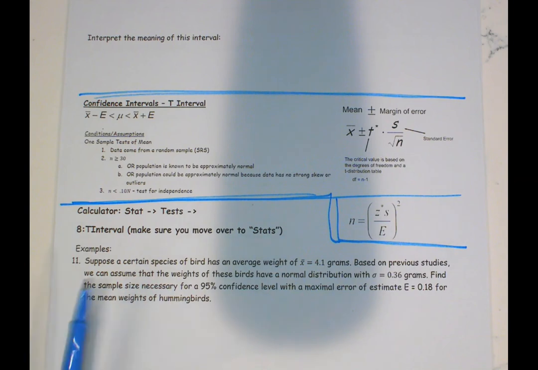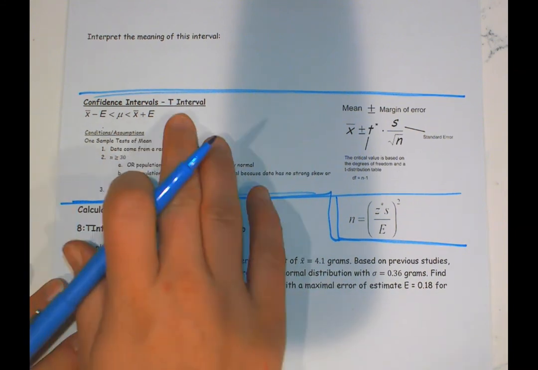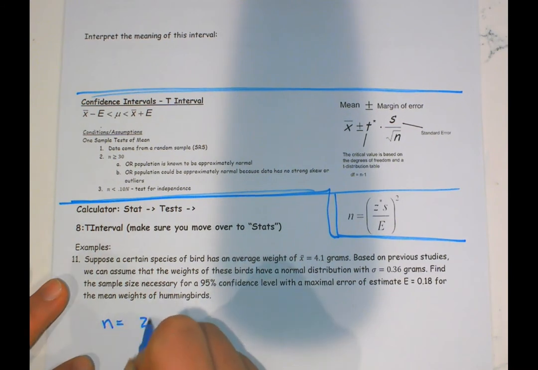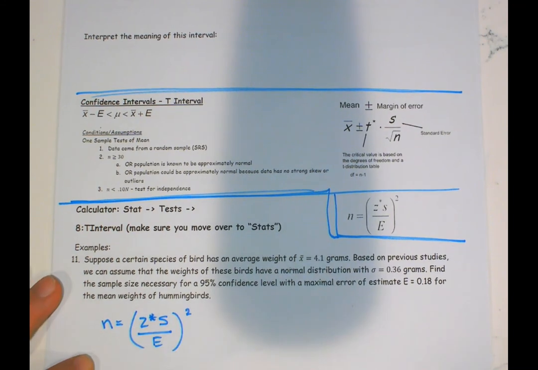So if we look at this, it says, suppose a certain species of bird has an average weight of 4.1 grams. Based on previous studies, we can assume that the weights of these birds have a normal distribution with a standard deviation of 0.36. Find the sample size necessary for a 95% confidence level with a maximum error of estimate of 0.18 for the mean weight of hummingbirds. Because we're talking about a t interval, we're using this equation to help us solve for n: z star times our standard deviation over e, and then all of that is squared.